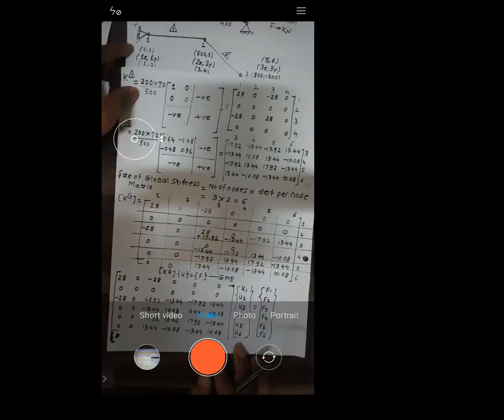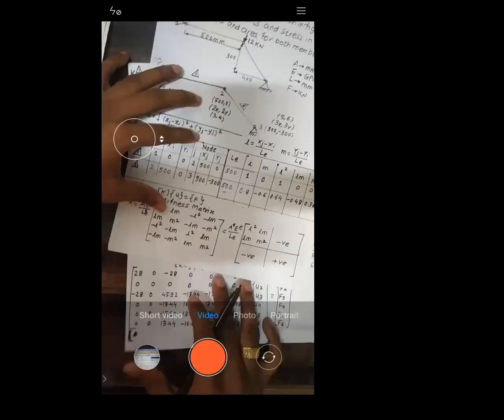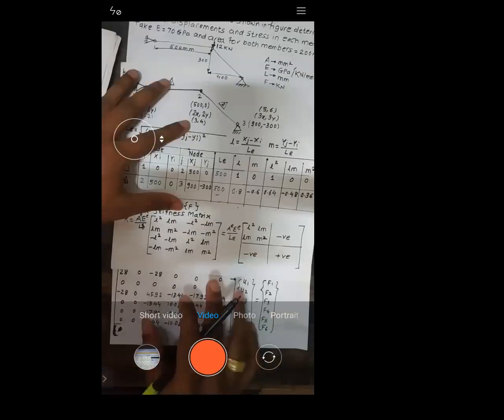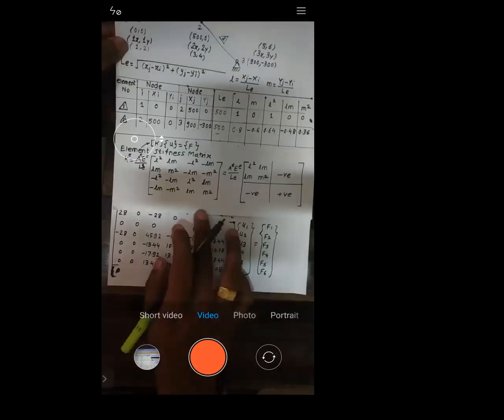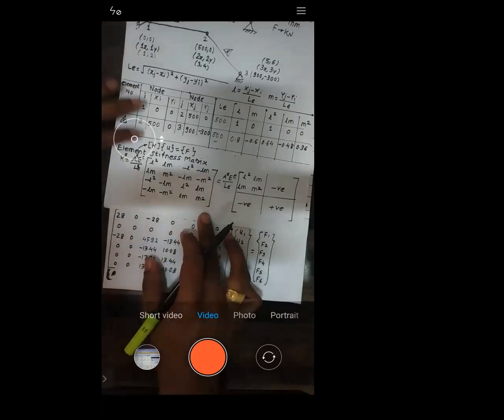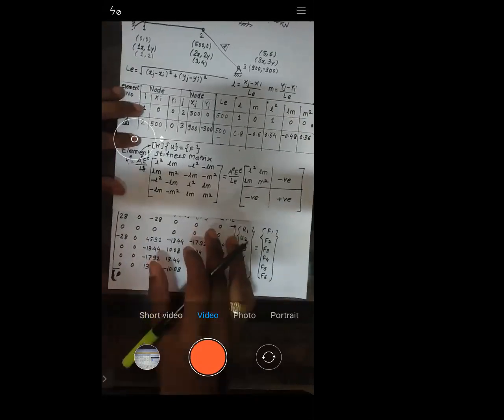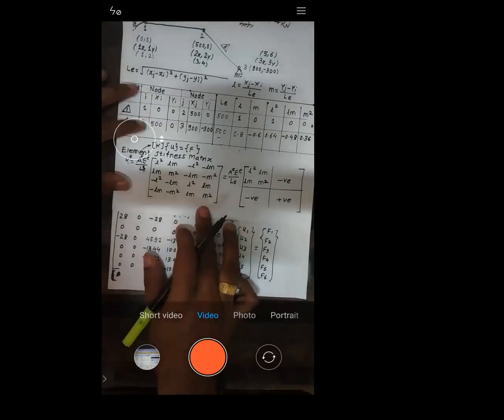Sir, U1, U2 will be 0 and U5, U6 will be 0. U1, U2, U5, U6 are 0, right? Yes, that is the correct answer.